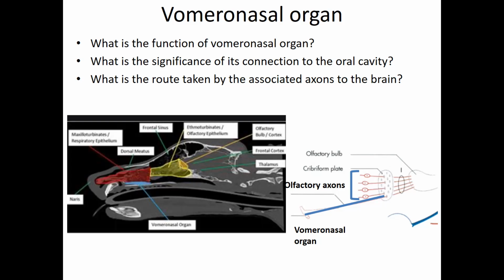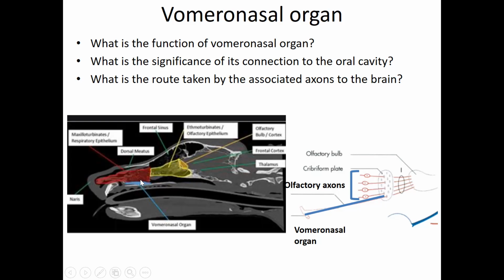But where it is located, if you look into this diagram here, this is the location of the vomeronasal organ, which is present in the hard palate of the animal, and it opens into the oral cavity. So you might have seen certain dogs which are curling their upper lips. So they open their oral cavity to expose the vomeronasal organ to the air or to the pheromones.